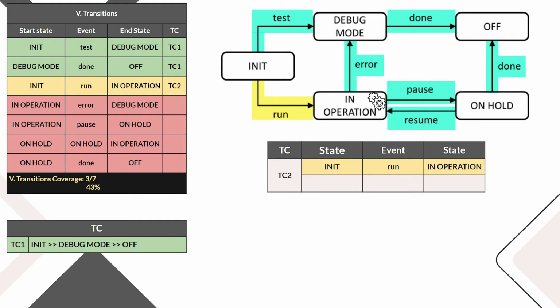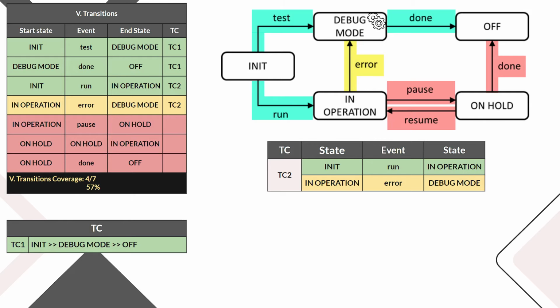Init, run, in operation. And this time, for convenience, we have again marked the state in which the system will be located with a gear icon. As a result of the first step, the system remains in the operation state. In the second step of the test case, we have a choice. We can cover the transition in operation, error, debug mode, or the transition in operation, pause, on hold. In fact, there is no difference because we need to cover all transitions. So let's test the first option. The result of the second step will be that the system will be in debug mode.